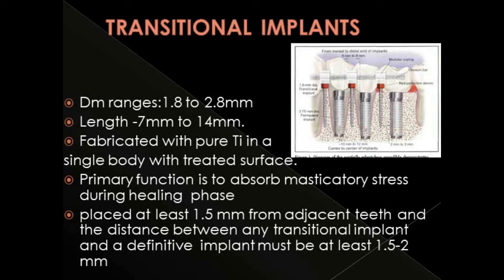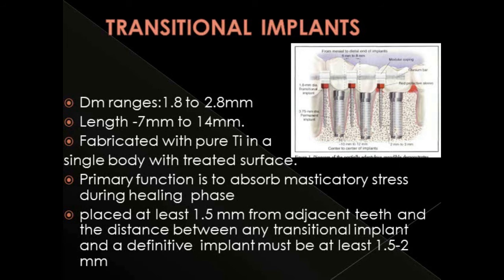The diameter of transitional implant ranges from 1.8 to 2.8 millimeter. The length can be of 7 mm to 14 mm, and this is also fabricated with pure titanium in a single body with treated surface. Now the primary function of transitional implant is to absorb the masticatory stress during the healing phase in order to promote the osseointegration of the definitive implants.